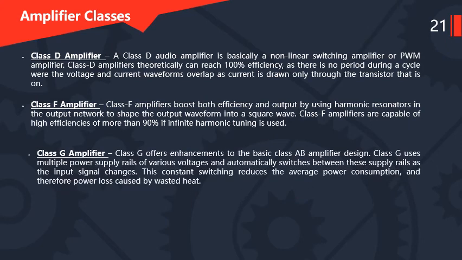Next is a class G amplifier. Class G offers enhancement to the basic class AB amplifier design. Class G uses multiple power supply rails of various voltages and automatically switches between these supply rails as the input signal changes. This constant switching reduces the average power consumption and therefore the power losses caused by wasted heat.